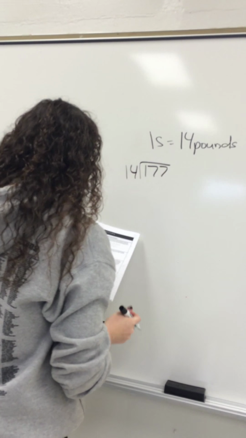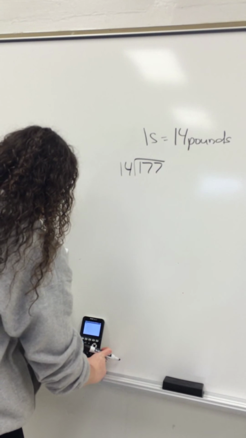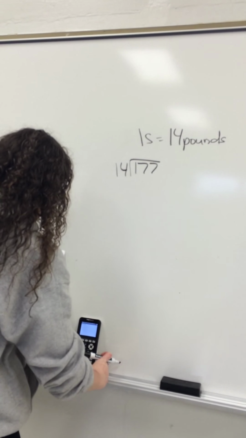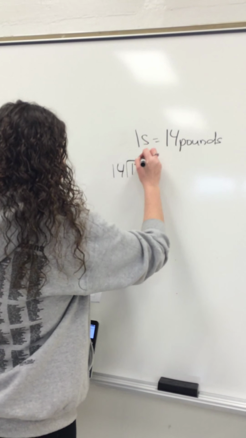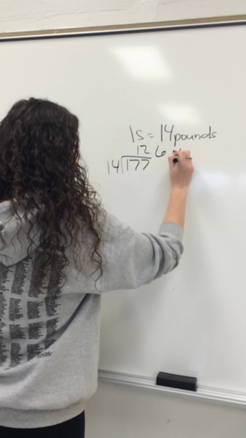Now you want to use your calculator here to try and cut down your time. And so your total is going to be 12.6 stones.